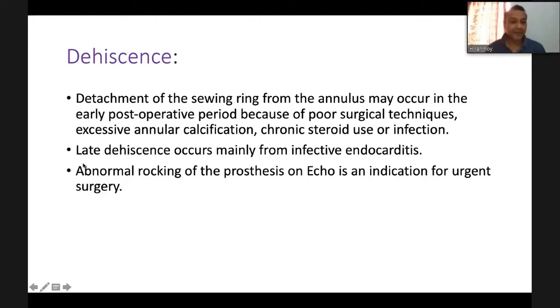Now, valve dehiscence. Dehiscence, detachment of the sewing ring from the annulus, may occur in the early postoperative period because of poor surgical technique, excessive annular calcification, chronic steroid use, or infection. Poor surgical technique and infection are very important in the early postoperative period in causing valve dehiscence. Late dehiscence occurs mainly from infective endocarditis.